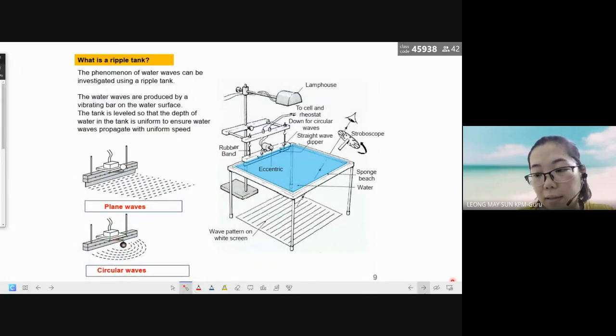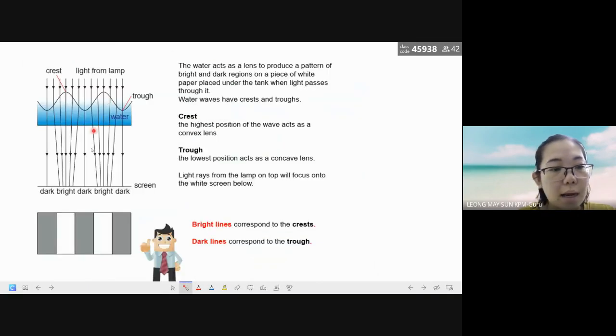Okay, next is how that bright and dark line appears. For those of you, the part of these bright and dark lines, if I'm not wrong, it's in your textbook under reflection of waves. So you all have to go to subtopic 5.3 there. If you have your textbook with you, you can see the images over there.